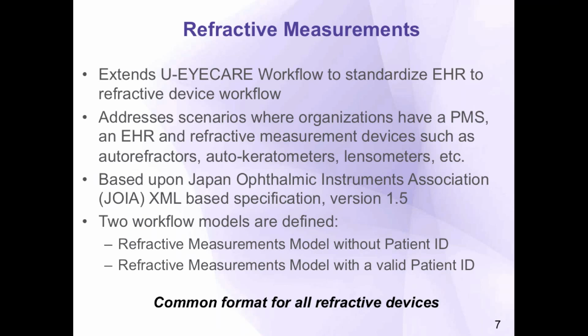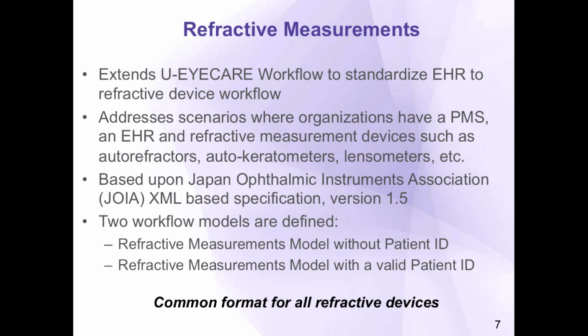As I mentioned before, we've added refractive measurements. So refractive measurements are based on the JOIA standard. And the JOIA stands for Japan Ophthalmic Instruments Association. And the version for that standard that you need to look at is version 1.5. And so the type of devices that can be interacted here are going to be autorefractors, keratometers, lensometers, and more.